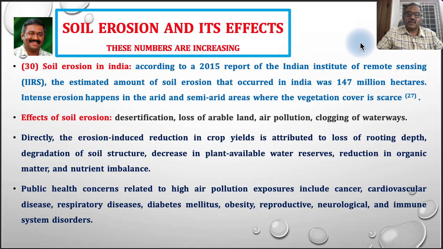Directly, the erosion-induced reduction in crop yields is attributable to loss of rooting depth, degradation of soil structure, decrease in plant available water reserves, reduction in organic matter, and nutrient imbalance. Public health concerns related to high air pollution exposure include cancers, cardiovascular diseases, respiratory diseases, diabetes mellitus, obesity, reproductive, neurological, and immune system disorders.